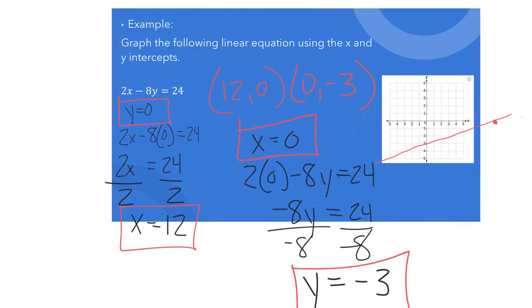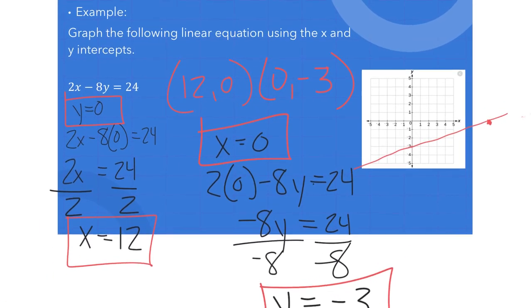All right. So once again, all you're doing is replacing y with 0, then x with 0, and using these points, then, give me a different color, to then give me a graph of what that equation looks like.